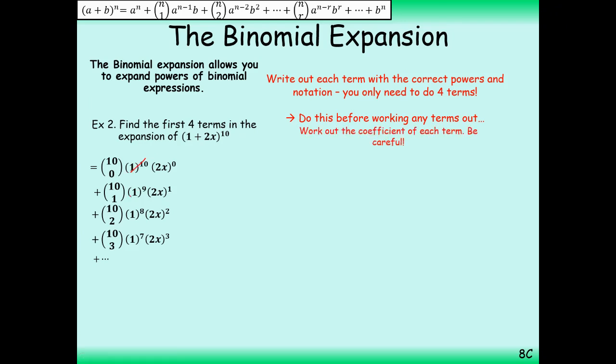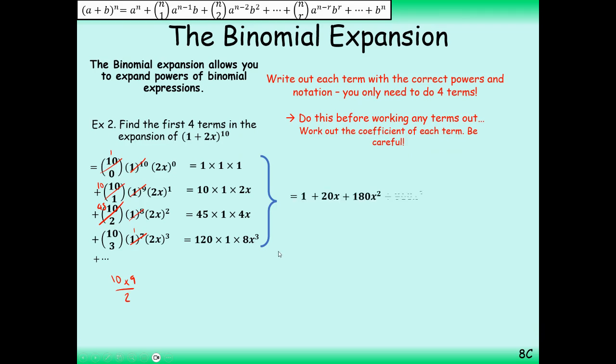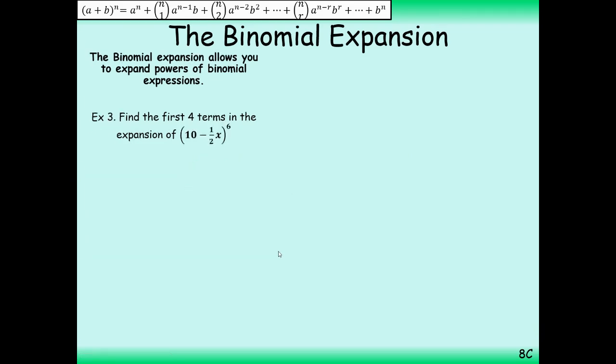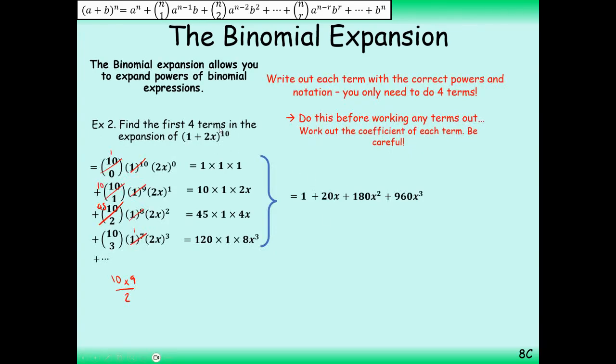1 to any power is still 1. All of these cancel away to 1. This is a 1, and this is a 10, and 10 times 9 divided by 2 is 45. I can do that in my head without a calculator. So you will get these answers here. Finally, you just have to take care of multiplying the coefficients correctly, and you end up with these expressions here. Notice by four terms, they mean terms are separated by a plus sign, okay? So you do need to have four terms.